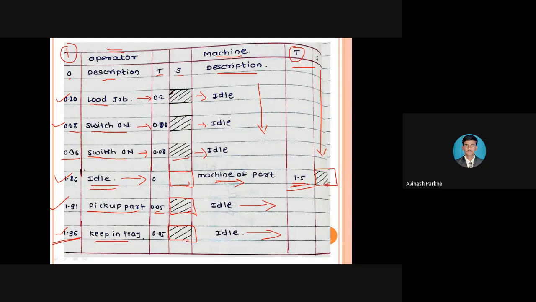And in that, wherever unnecessary idle time is present, we can eliminate that idle time. And in that idle time, if we give some additional task to that particular worker or to that particular machine, your idle time will get reduced and proper utilization of man and machine will take place. And automatically, if your idle time is reduced, your production time is also going to reduce, and automatically it will affect the output of that particular organization.